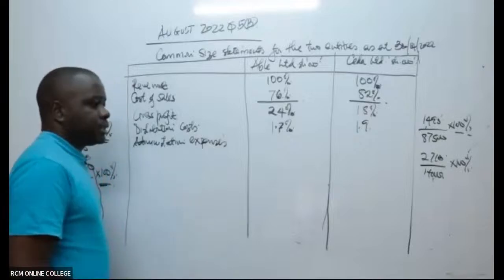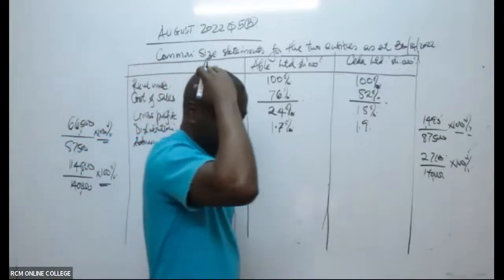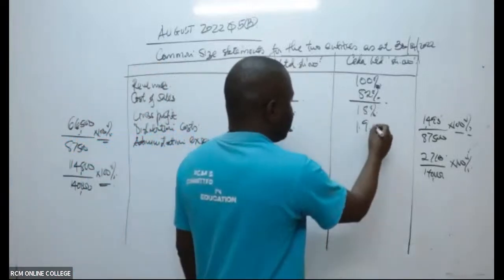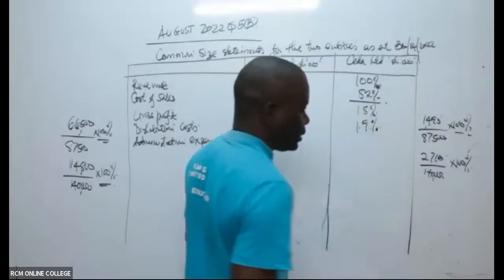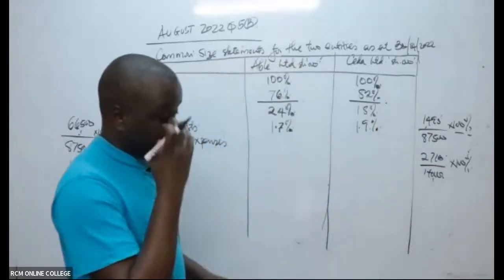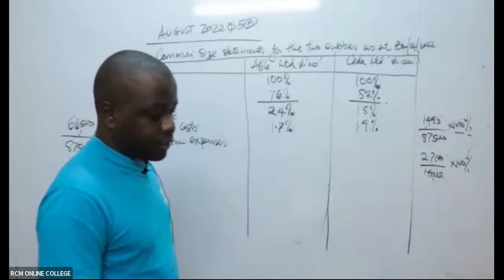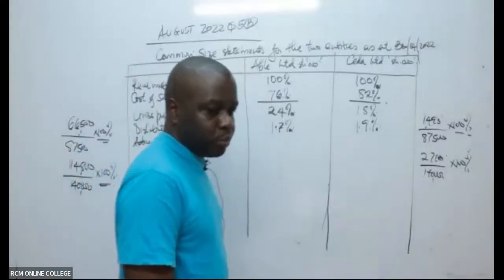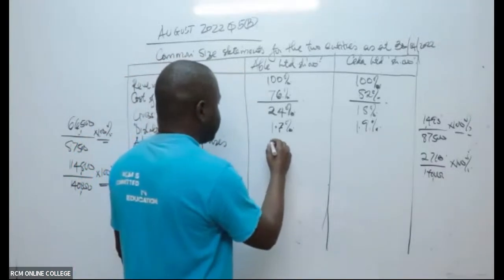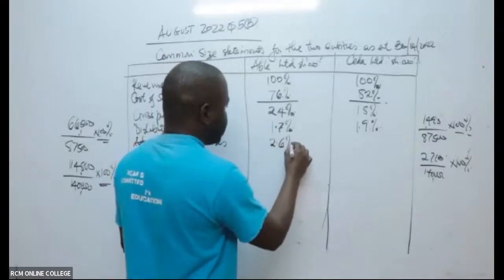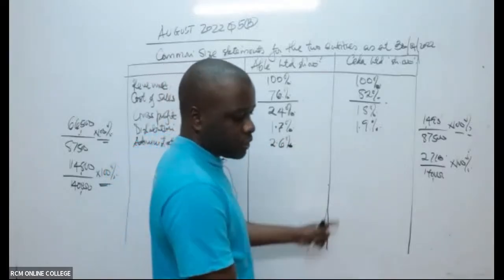So for administration expenses, you are getting what percent? You are getting 1% for administration expenses. For administration expenses, you just use the same procedure. I can see you're saying 2.6. So 2.6%. What about for SEDA?